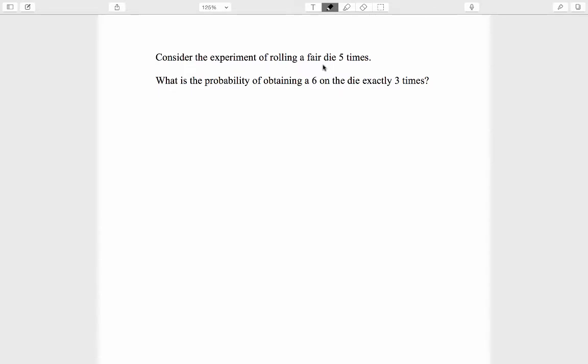The experiment itself consists of 5 Bernoulli trials. There are 5 stages of the experiment, and each stage either involves obtaining a 6 or not obtaining a 6. Let's write down some relevant numbers. Capital N is the number of Bernoulli trials, and there are 5 of them. Then little p is the probability of "success" on each individual Bernoulli trial.